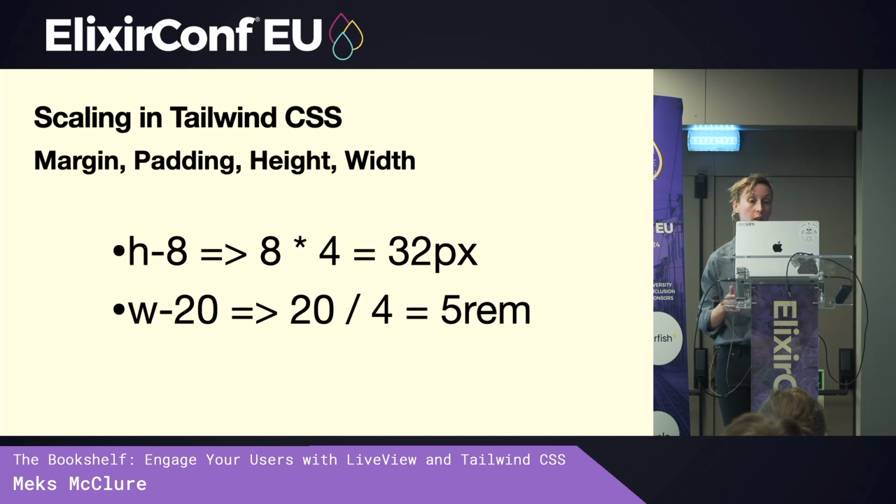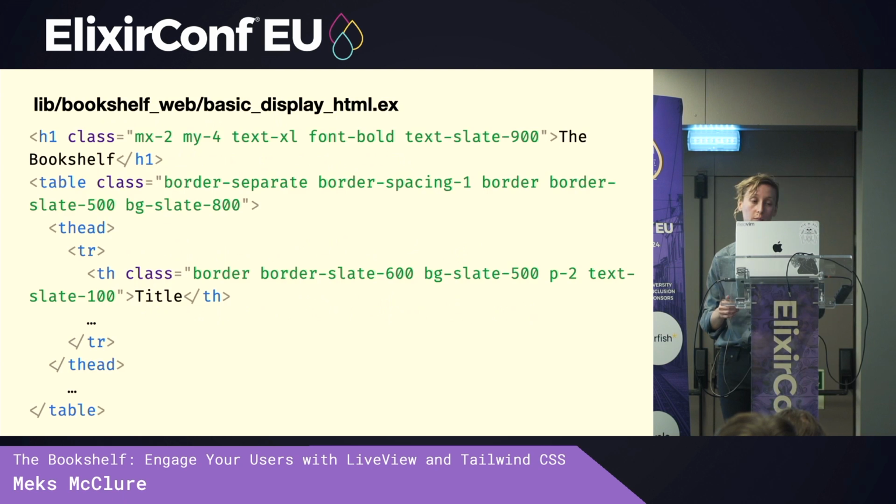So a width of 20 would be 5 rems wide. And this scale is applied to margin, padding, height, and width. So once Marcy has learned one of them, she's able to use it across various utilities. From there, she quickly finds out how to adjust the text size, the font weight, the text color, and how to add some borders with spacing to add some dimension to her table.